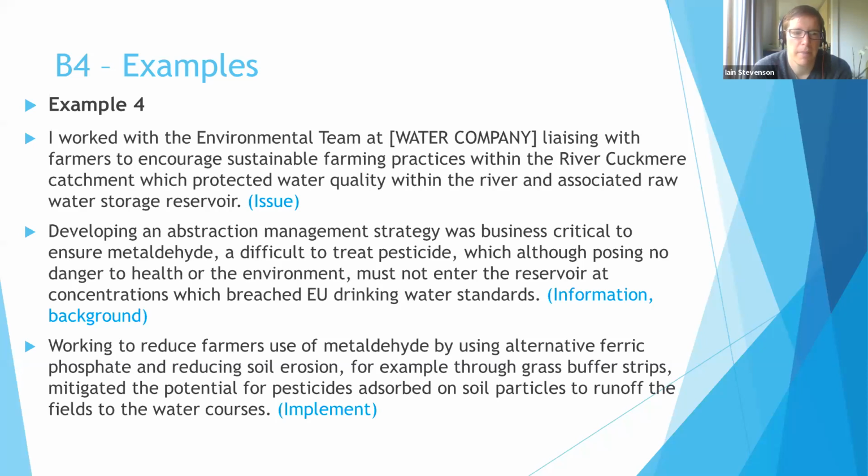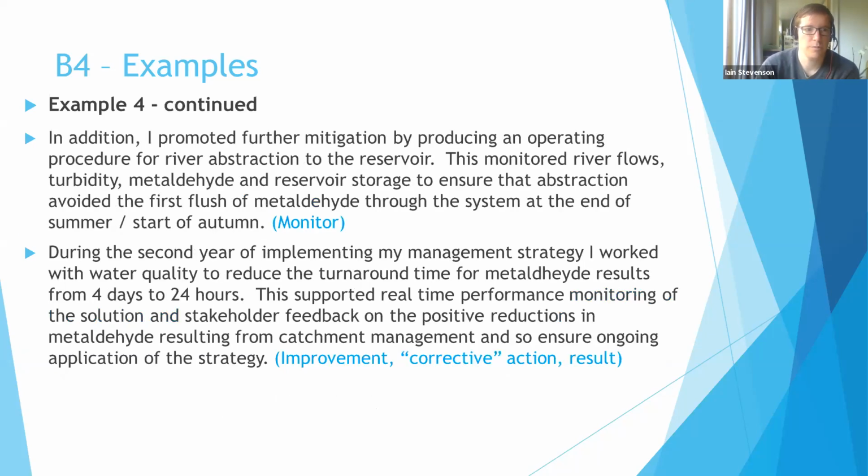So there's some information and background, and also explains what standards are being looked at in this example. Working to reduce farmers' use of metaldehyde by using alternative ferric phosphate and reducing soil erosion, for example, through grass buffer strips, mitigating the potential for pesticides absorbed into soil particles to run off fields into the watercourses. So there's how it was implemented. I think this continues a little bit. It's a long one.